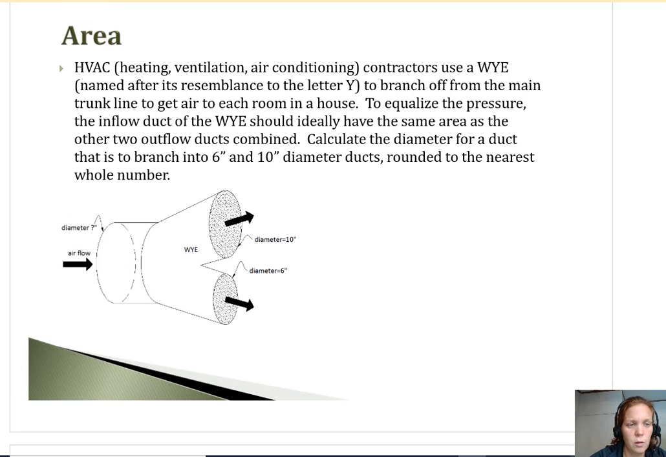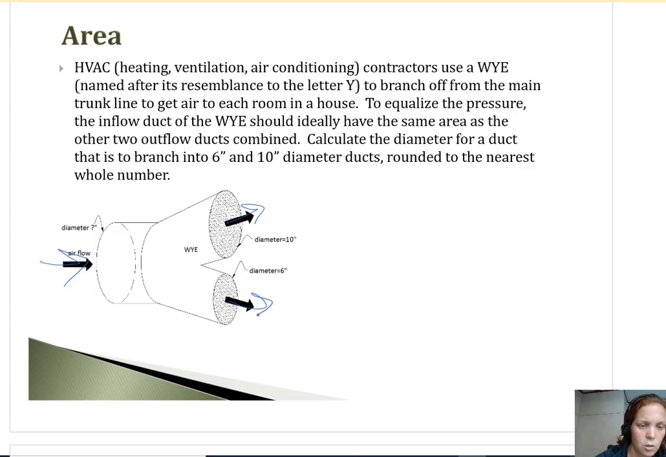Okay, here's one where I'm having to help set up a HVAC system. So this is saying that the contractors are going to use this WYE to branch off the main trunk line to get air to each room in a house. To equalize the pressure, the duct of the WYE should ideally have the same area as the other two outflow ducts combined. Okay, so we want the going in to have the same area as going out. Calculate the diameter for the duct that is to branch into the 6 and 10 inch ducts.